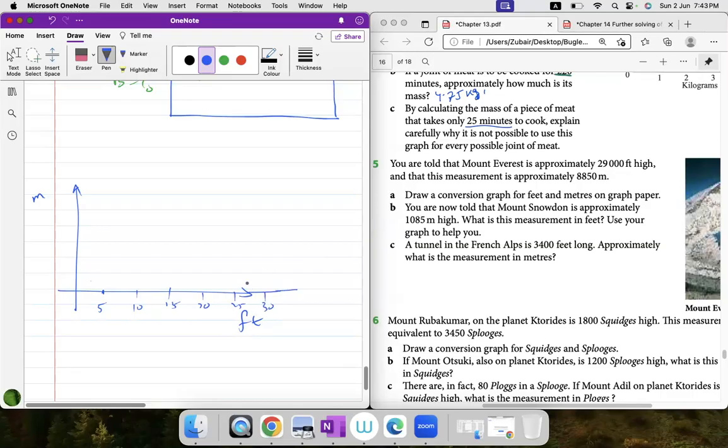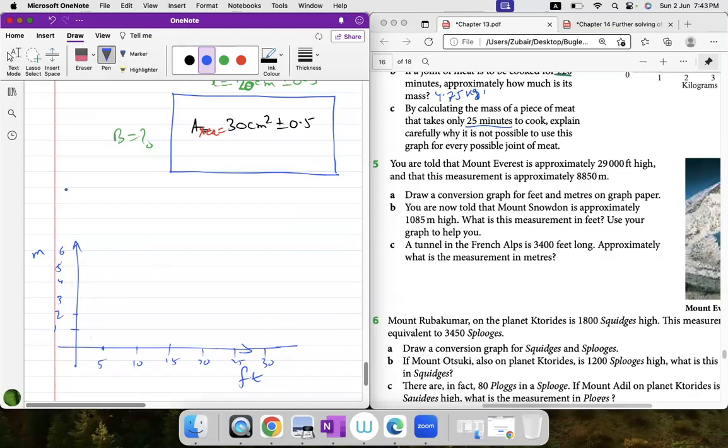So 29,000 against 8,000. So let this be 1,000. 2, 3, 4, 5, 6, 7, and 8. Should it be up to 9? Up to 9, yes. Or maybe 10, no issues. So 29,000 is against 8,000 something. So I'll mark this point and then we'll draw this line.